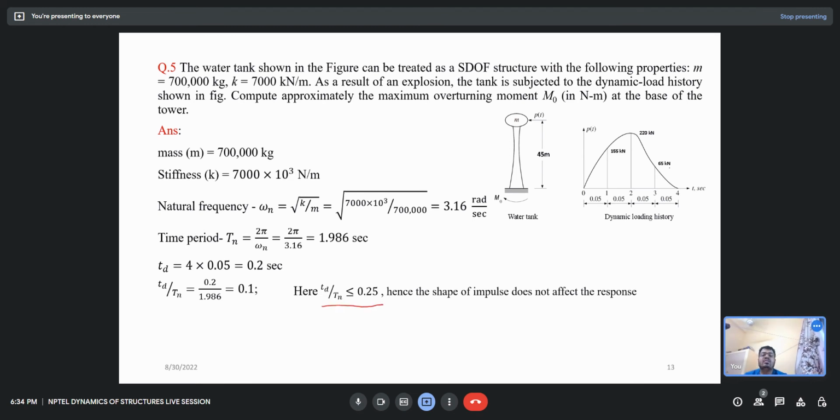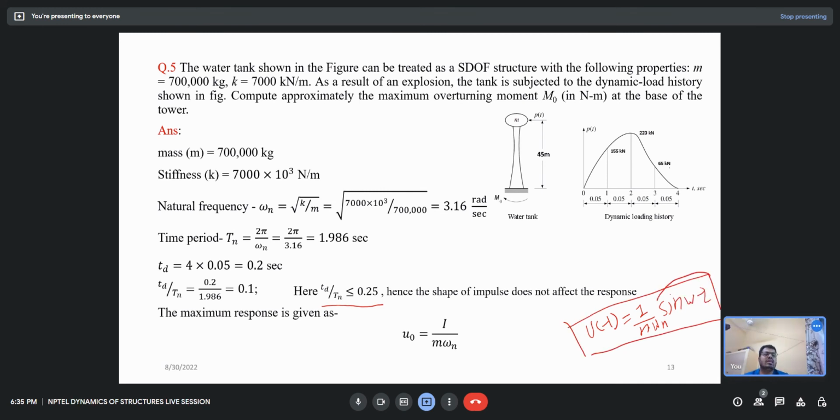This means the response does not depend on the shape of the pulse, it depends on the area of the pulse. The response due to the impulse for the undamped system is I divided by m omega n into sine omega t. That is the simple response for ut. For the maximum response I consider the sine as 1, so the maximum response is I by m omega n.